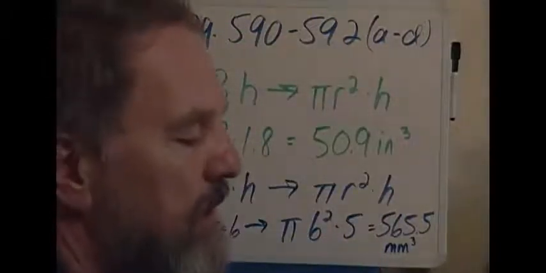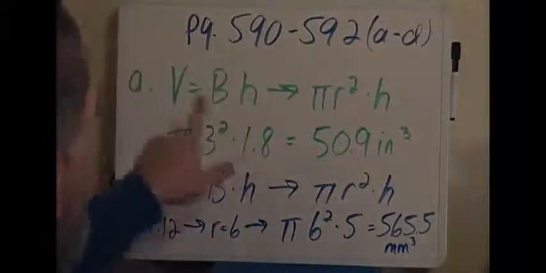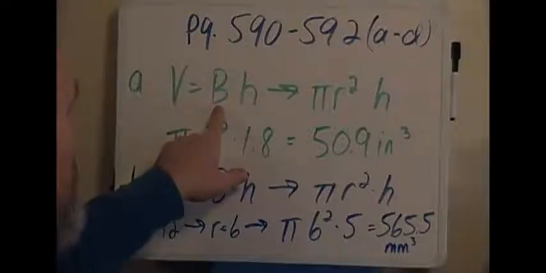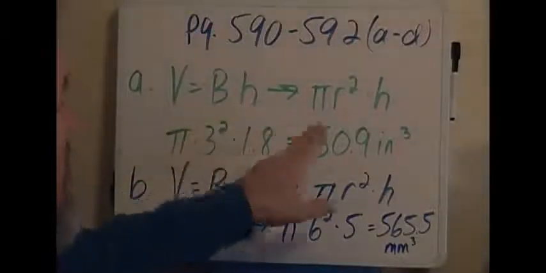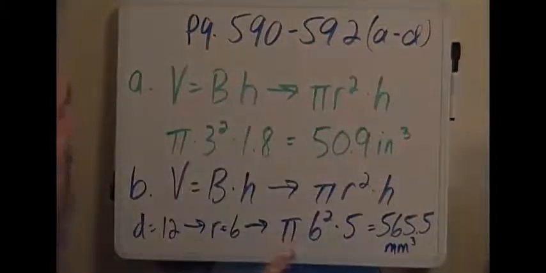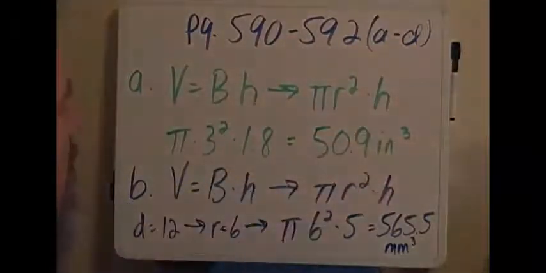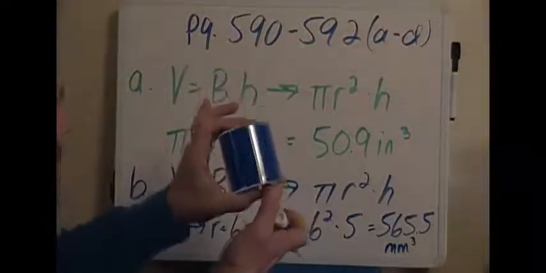First of all, letter A asks you to solve a volume of a cylinder problem. So we have volume equals the area of the base times the height. The area of the base, because it's a cylinder, is a circular base, so it's pi r squared for the area, and then we multiply it by the height. In other words, the distance between those two bases.